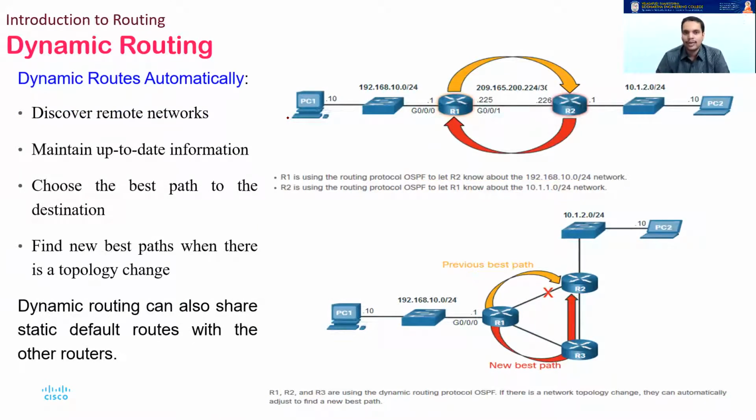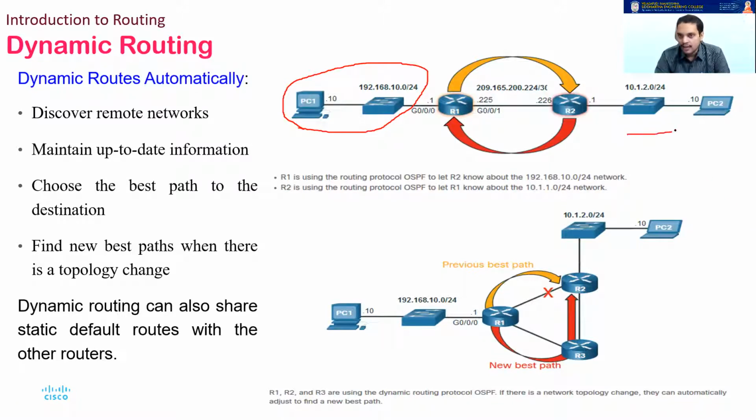Here, with dynamic routing, there are many protocols like OSPF, EIGRP. They let R1 and R2 communicate with one another. Now, if you see here, R1 is using the OSPF protocol to let R2 know about this network. R2 does not have a direct connection to this network. It doesn't know that. But through these dynamic routing protocols, R1 can inform R2 saying that I am connected to this network, and if you want to transmit anything, forward it to me.